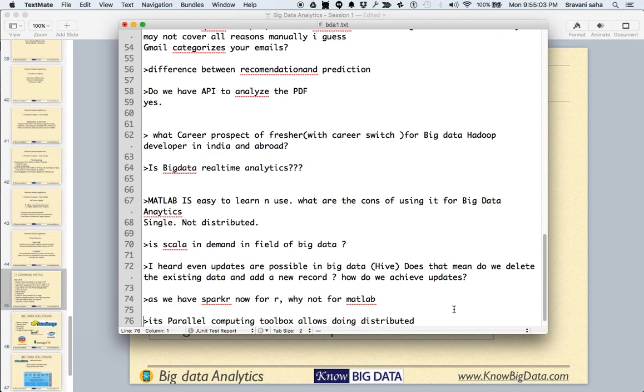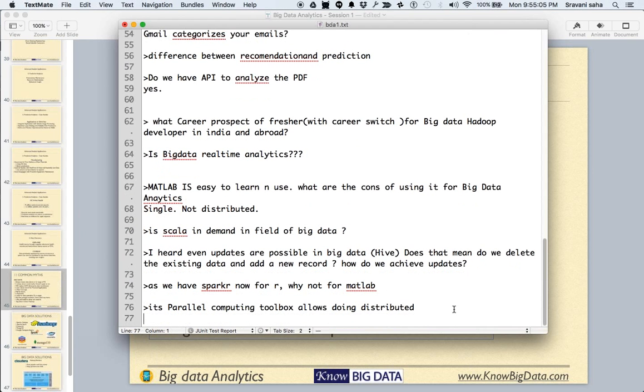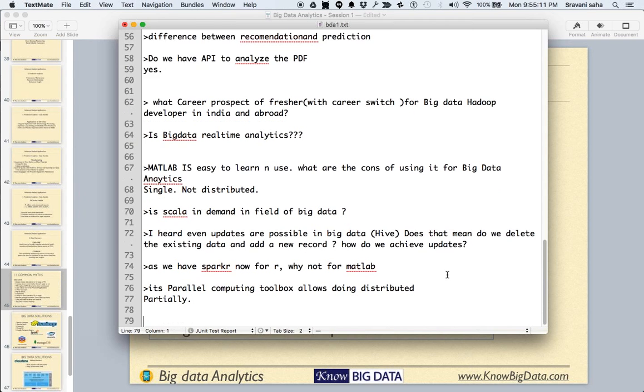Amit Doshi's question is, does the parallel computing toolbox allow doing distributed computing? I'll say partially. There are certain parallel computing toolboxes which are not yet able to do it in parallel. For example, NumPy and SciPy both allow parallel computing but are not really distributed.